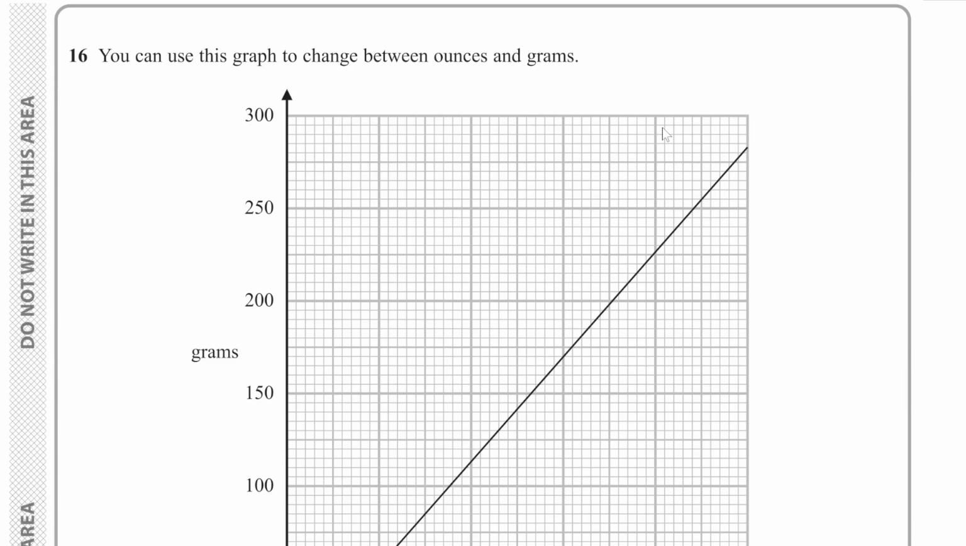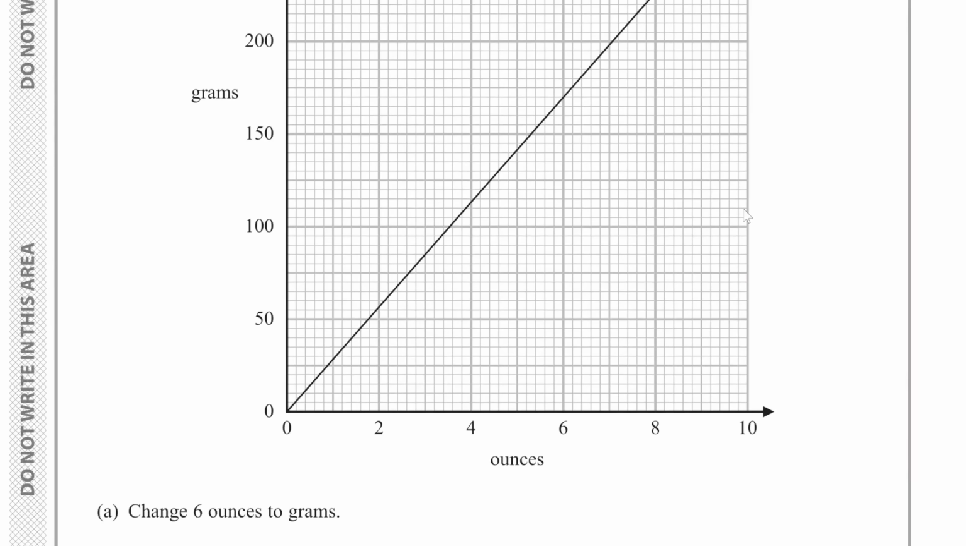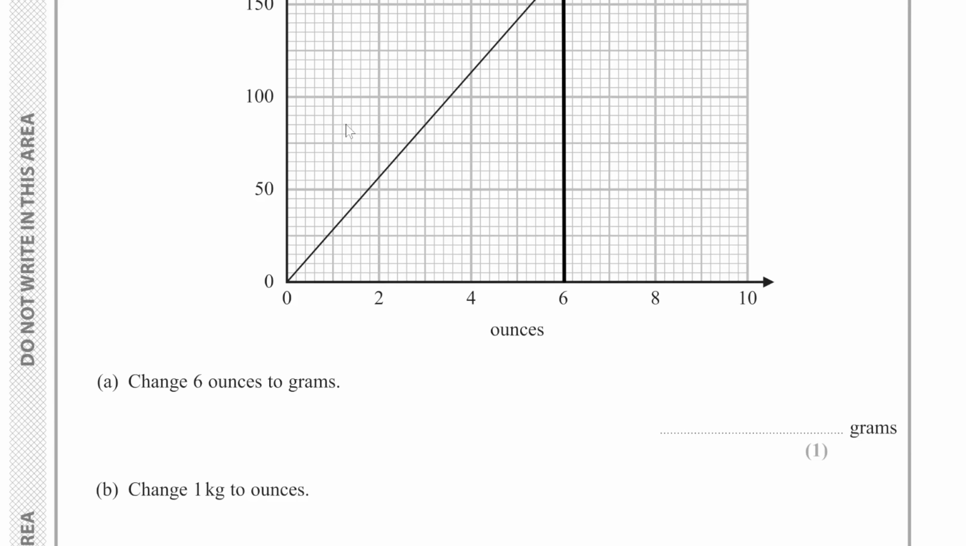Question 16, you can use this graph to change between ounces and grams. Change 6 ounces into grams. So 6 ounces is here, up to the line, and then along. How many grams is that? So 150, 2 boxes is 160, another 2, 170. So that is 170 grams.